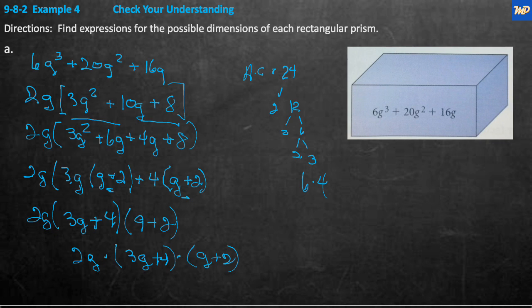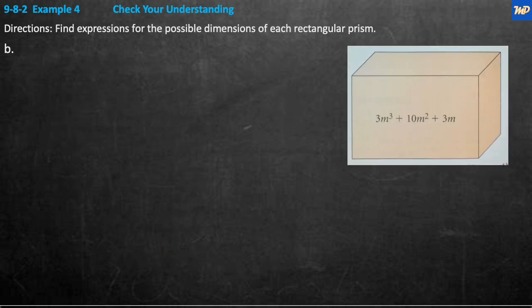So there's that one. Now let's see if we go on and get the next one. Find the expression for the possible dimensions of each rectangular prism. Well, each, because we already did one. Here's our numbers. It's exactly the same thing. They just wanted you to do it twice. So go ahead and do it. When you come back, you should be able to get it yourself on this one. We just did one. When you get back, we'll do it together.